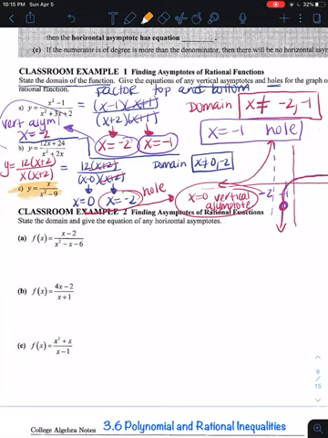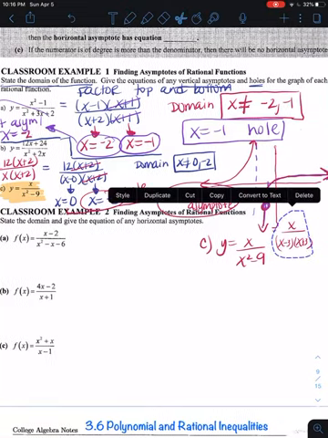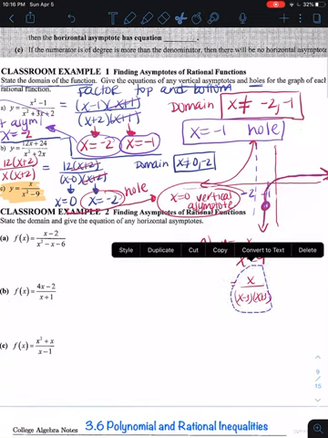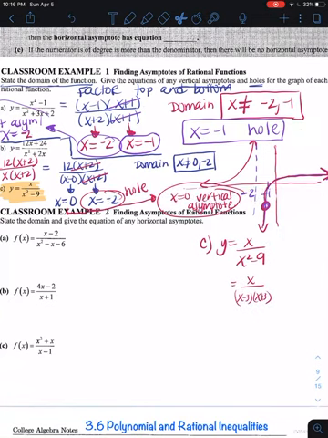All right, part C, we're running out of space. I'm going to come over here. So part C, we have y equals x over x squared minus 9. Same thing, I want to factor everywhere. The only thing I can factor is the denominator. This is x minus 3 times x plus 3. When I set both factors of the denominator equal to 0, I get x equals 3 and x equals -3.